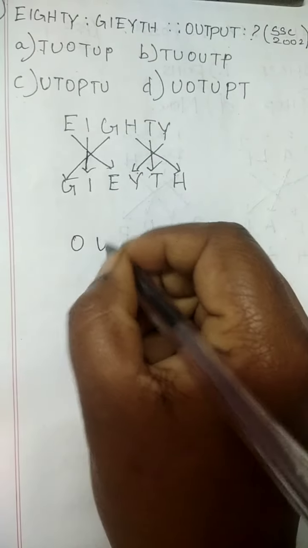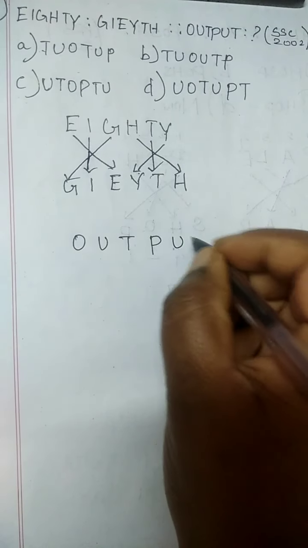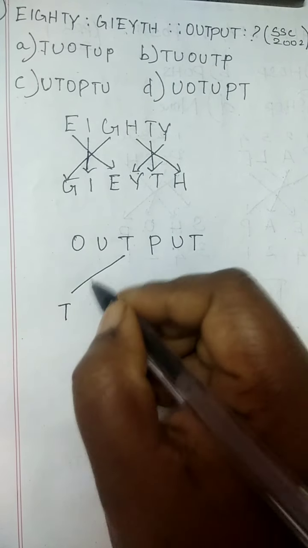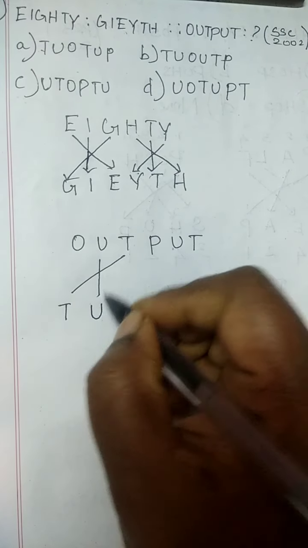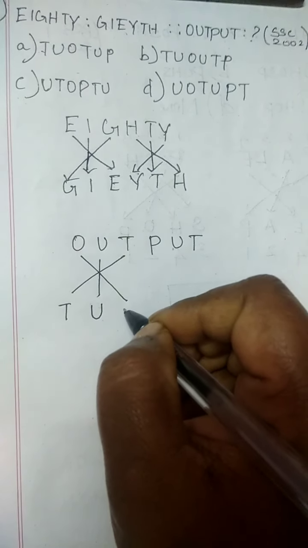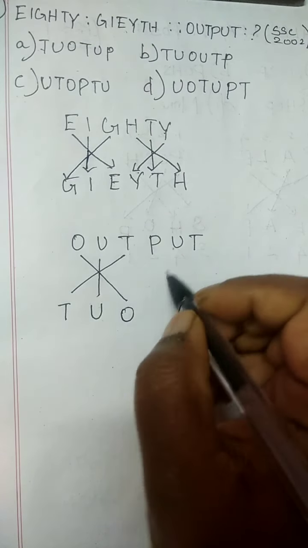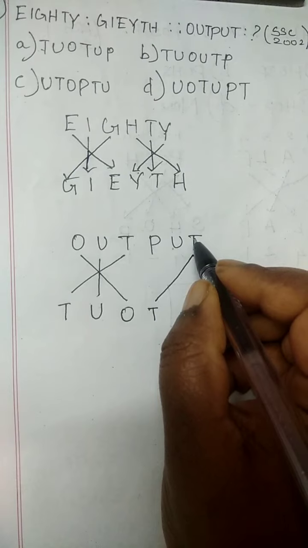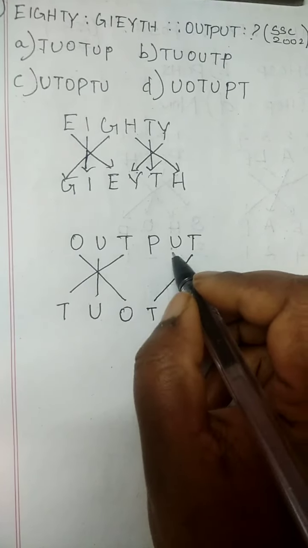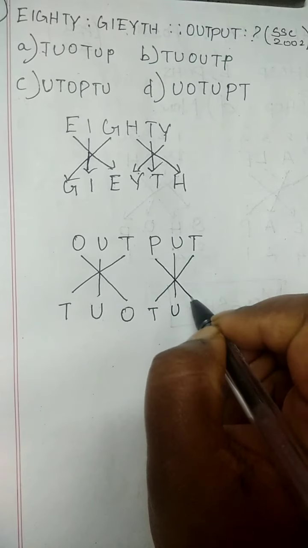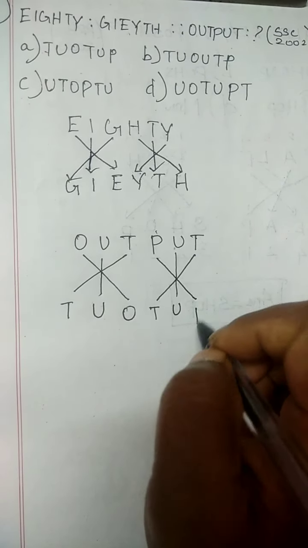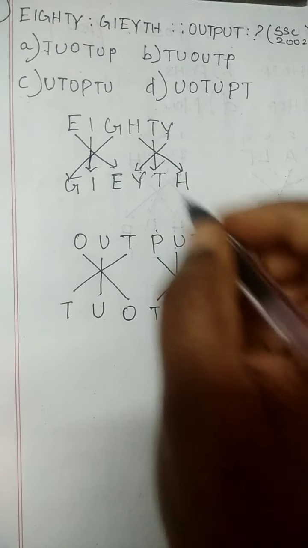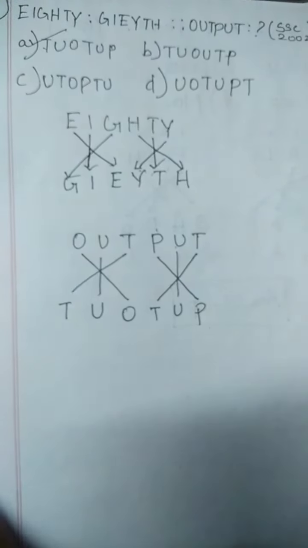So take and write OUTPUT. What we have to do? The third letter goes to the first place, the second retains the same place, and the first letter goes to the third place. Similarly for the next three: T is in third place and goes to the first place, U stays in the second place, and P goes to the last place. So T-U-O-T-U-P. The option A is the right answer.